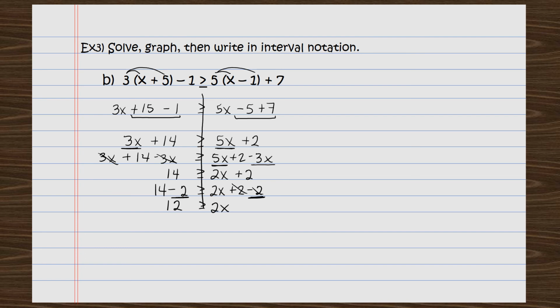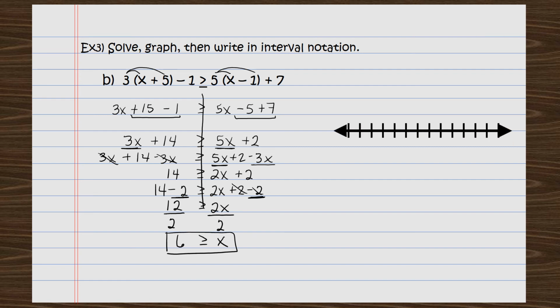We're almost there. The last thing that needs to take place is we do need to divide both sides by 2. And because 2 was positive, there's no reason to flip the inequality sign. And we're left with 12 divided by 2, which we know is 6. So there's our solution. Now we're ready to graph.